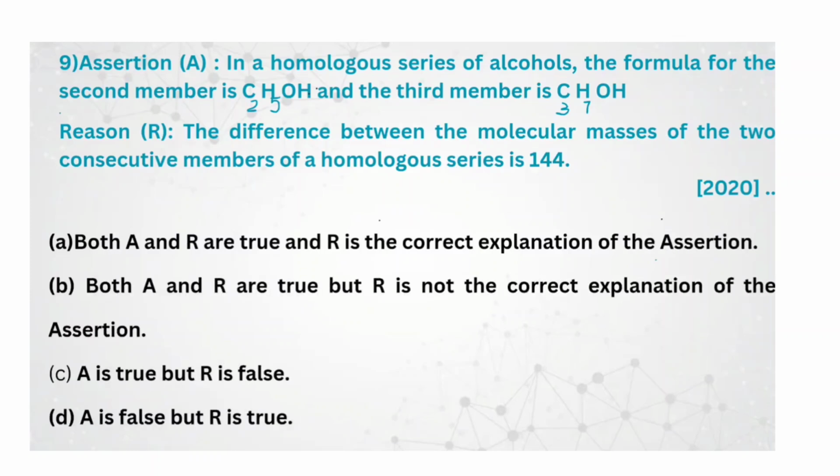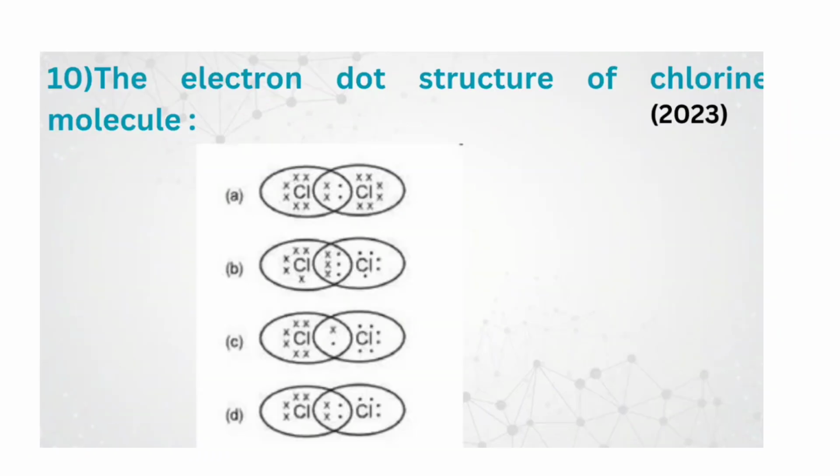Right answer is option C. A is true, but R is false. 10th question. The electron dot structure of chlorine molecule. 4 options are given. The correct answer is option C.